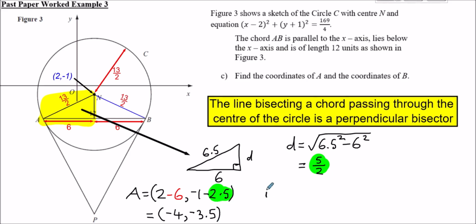Meanwhile, applying similar logic for B, we take the x-coordinate of N, which was 2, but because B is 6 units to the right of N, we can add 6 onto it. And like we did for point A, for the y-coordinate of B we take the y-coordinate of N, which was minus 1, and again, like A, it's going to be 2.5 units below. So it's going to be minus 2.5 again, just like A was.